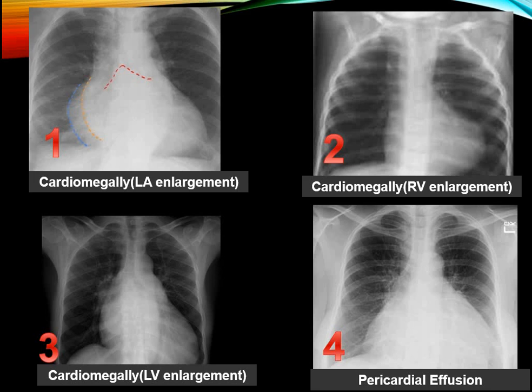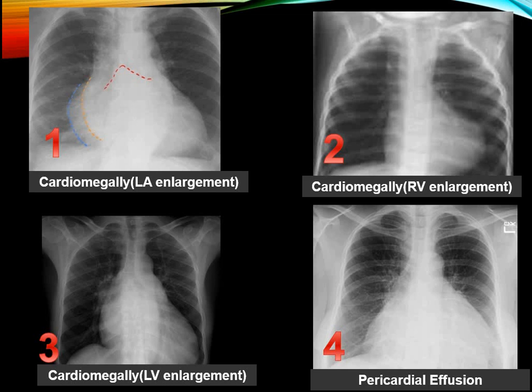Does any cardiothoracic ratio enlargement mean cardiomegaly? The answer is no, because as we can see in chest X-rays number 1, 2 and 3, the cardiothoracic ratio is enlarged due to cardiomegaly, while in number 4 the cardiothoracic ratio is enlarged, but not due to cardiomegaly, but due to pericardial effusion.